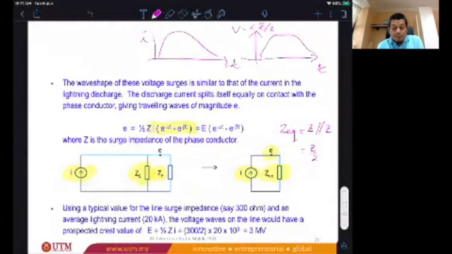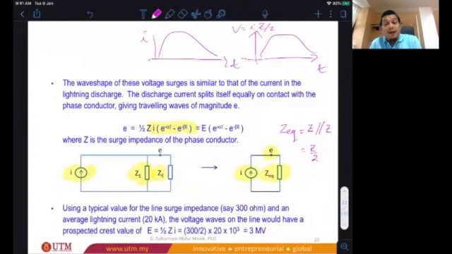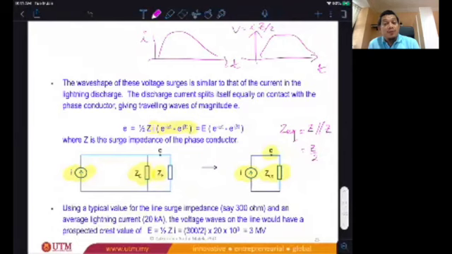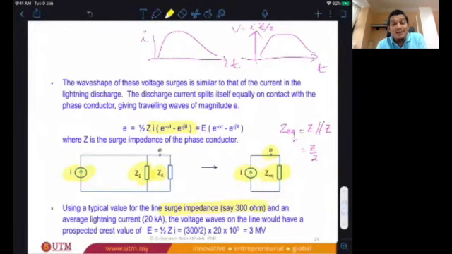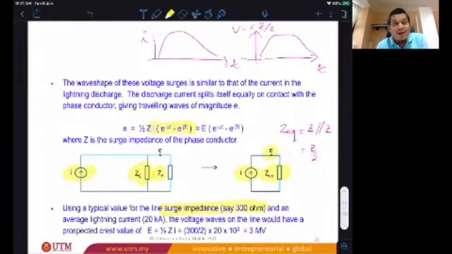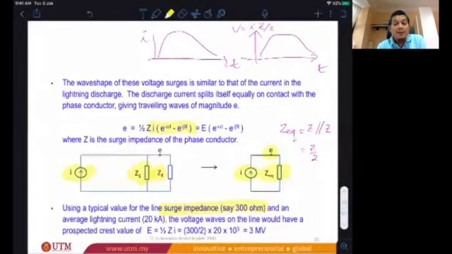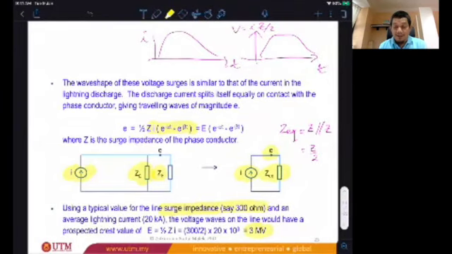Okay? For example, if this is a direct strike to the phase conductor, okay? If your phase conductor has 300 ohm, so typically 300 ohm, this is normal. It's not resistance, by the way. It is surge impedance. I'm not saying it has a certain resistance of 300 ohm. I'm saying it has a surge impedance of 300 ohm. So, let's say you have a 20 kilo amp lightning strike. If you multiply this strike current with 300 ohm divided by 2, you get 3 megavolt. So there's a large voltage propagating both ways, left and right. Okay?